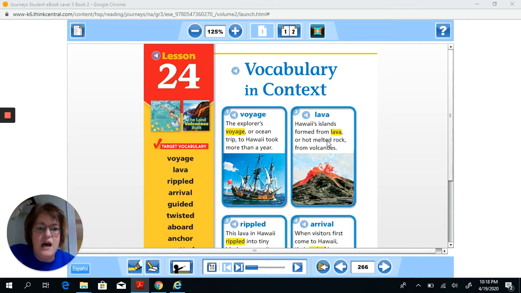The next one is lava. Hawaii's islands form from lava or hot melted rock from volcanoes. And once again, here you have another clue after lava with your comma, and then it says or hot melted rock. So we know lava is hot melted rock. And of course, we are experts at that anyway, because we've already learned about that in science and learned how igneous rock forms from cooled lava.